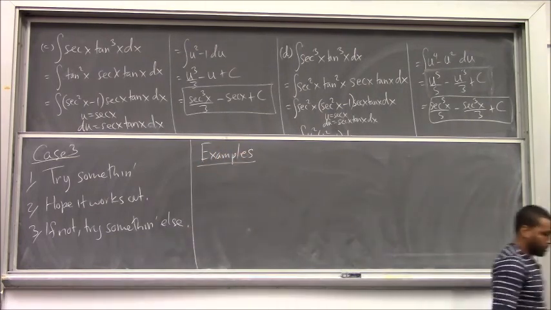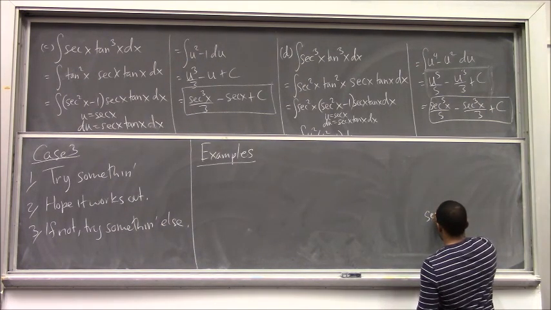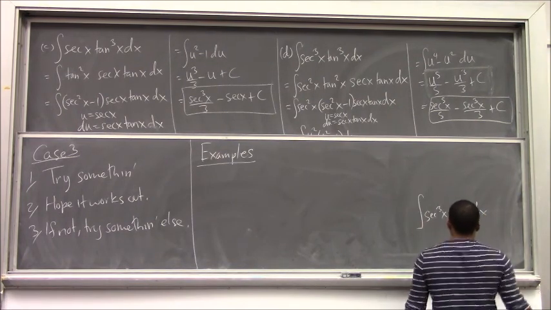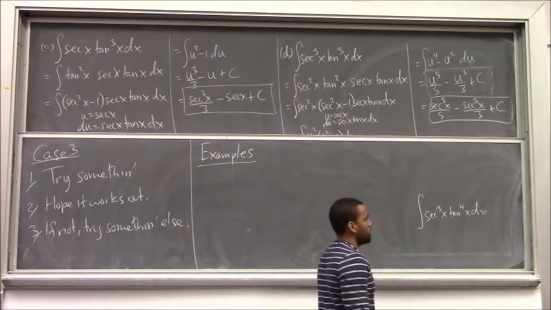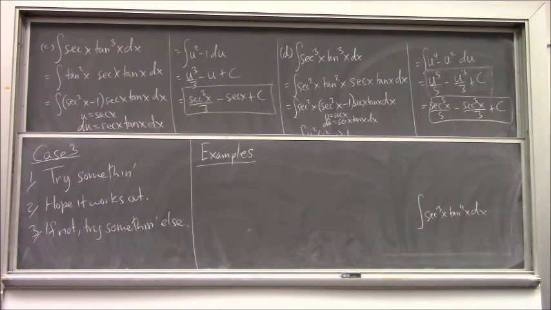Would case 3 be like the opposite of the one we just looked at, like it was secant 4 tan 3? Would it be secant 3 tan 4? With the minus, secant cube tangent 4. Yeah, would that be an example of case 3? I don't know. What would you do in that case? Try something. What do you think would work?